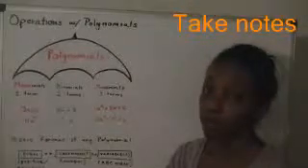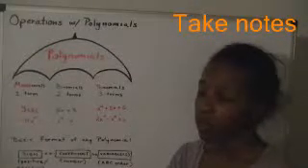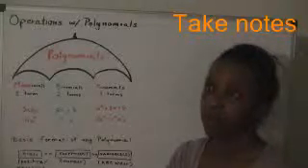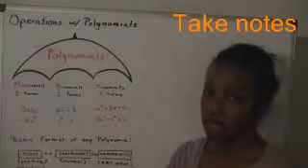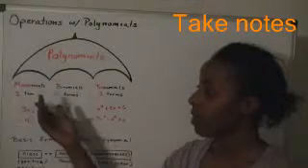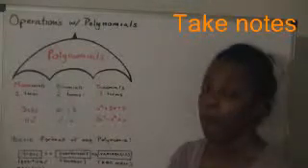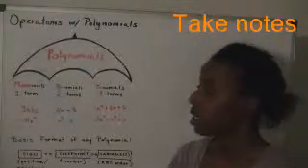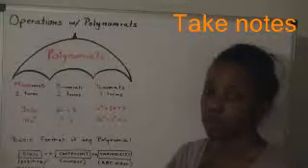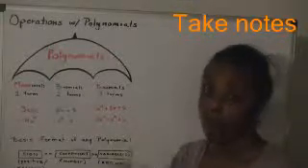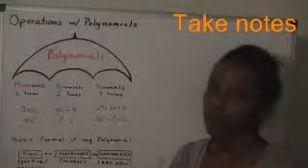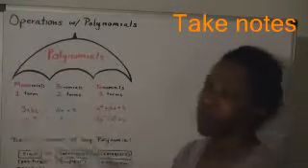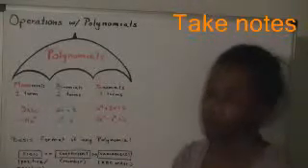Operations with polynomials. First, let's figure out what polynomials are. Polynomials has a lot of things underneath its umbrella. We have monomials, which is one term, binomials, two terms, and trinomials, three terms. Anything that's usually four or more, we consider it to be a polynomial. But remember, all three of these are under the family name of polynomials.